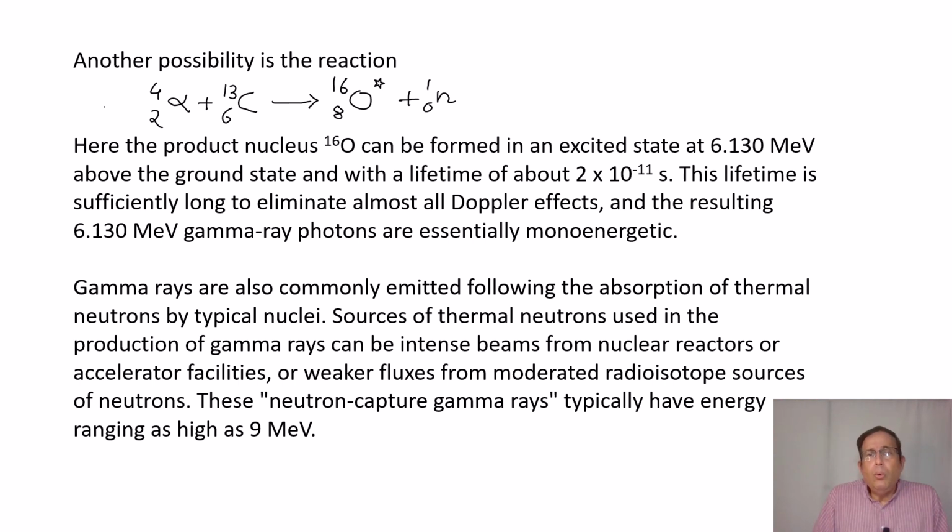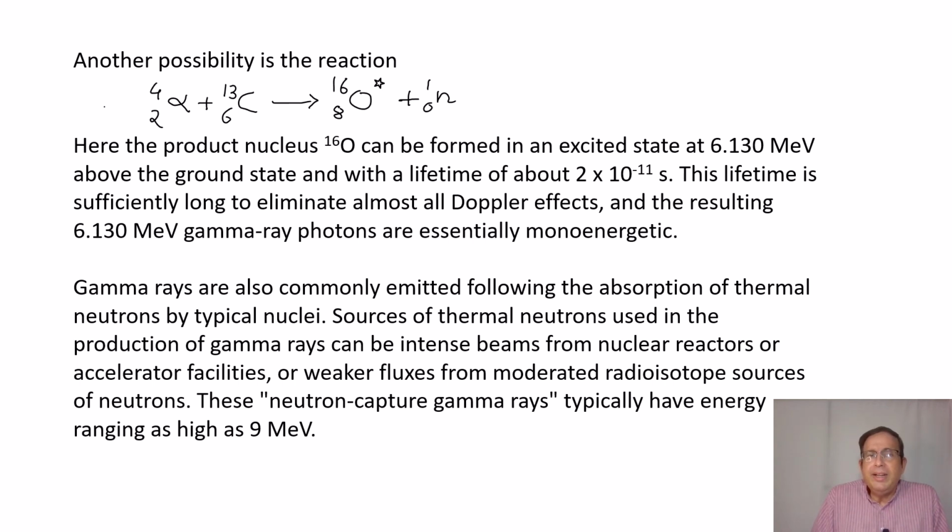Similarly, gamma rays are also produced by absorption of thermal neutrons by some nuclei. Sources of thermal neutrons are basically intense beams from the nuclear reactor. So if a nuclear reaction is taking place in the nuclear reactor, that produces a beam of neutrons, which then interact with other material of the nuclear reactor and produce gamma rays.